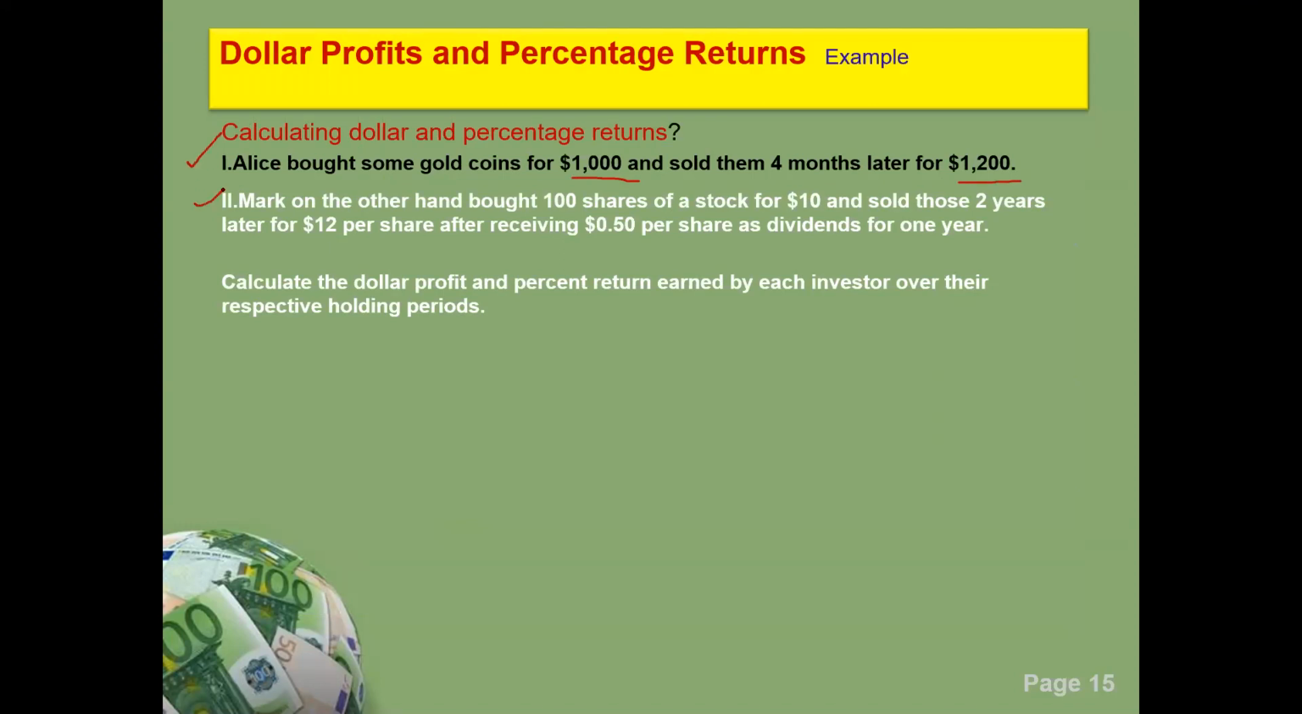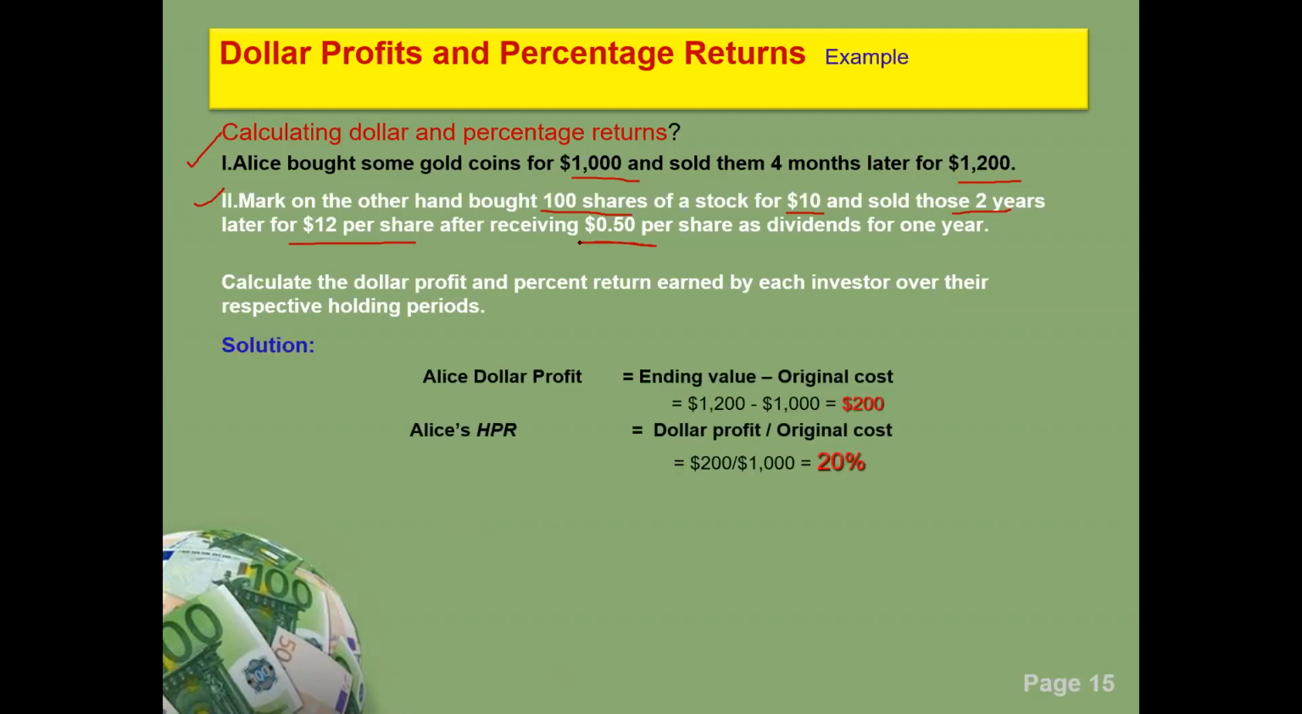The other investor is Mark. Mark, on the other hand, bought 100 shares for $10 each and sold those shares 2 years later for $12 per share. In between, he received a dividend of $0.50 for 1 year. Calculate the dollar profit and loss and percentage return earned by each investor over the respective holding period. First of all, the dollar profit and loss.